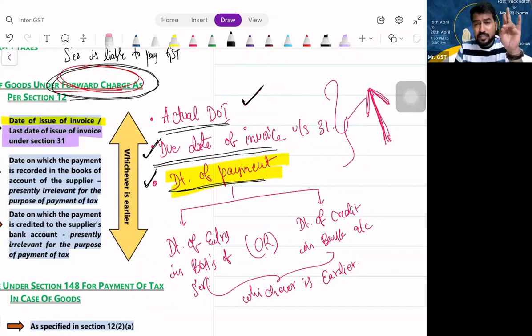Date of invoice, due date of invoice, date of payment. Whichever is earlier, that is the time of supply. Am I clear?